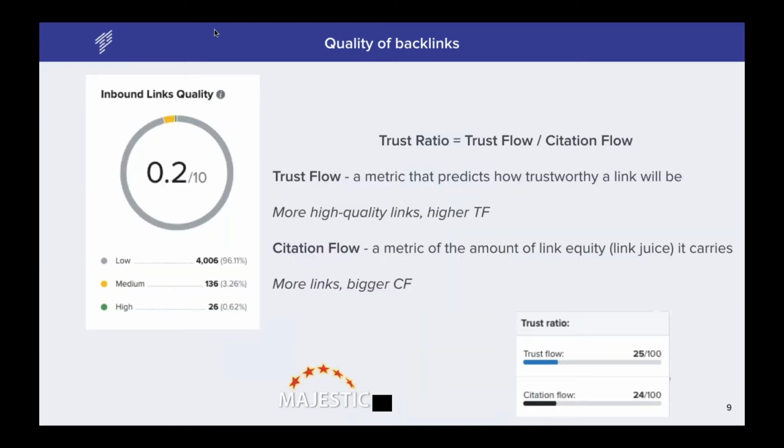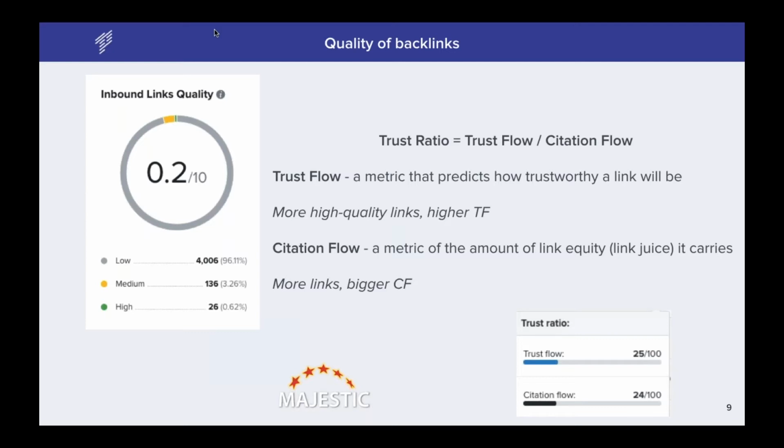And now, I think it will be really beneficial, some of you probably are familiar with the Majestic Flow metrics, but if you aren't, I think it's really important to look at those two metrics. A lot of SEO experts are saying that this is the most accurate way of measuring quality right now. And we have a so-called trust ratio, which is the trust flow and citation flow taken together.